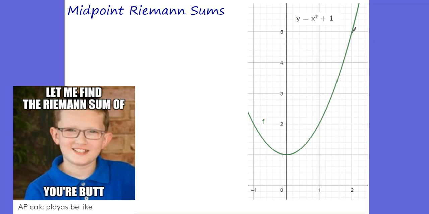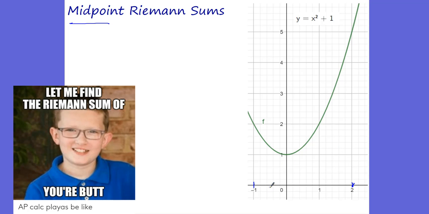Now when we did the right-handed, we would come to the right-hand side. But now we're going to do what's called the midpoint Riemann sums. So we're going to take the middle point. That's what the midpoint is, the middle point. So let's say we're going to go from -1 all the way to 2. We're going to try to find the area under this curve using midpoint Riemann sums.